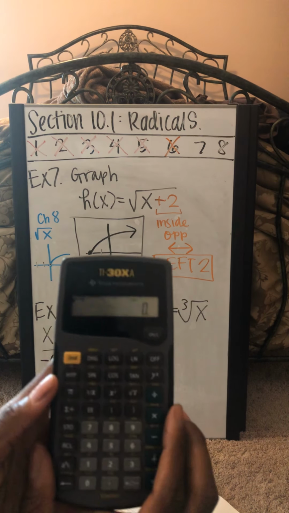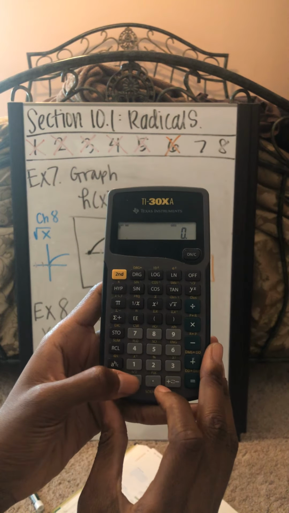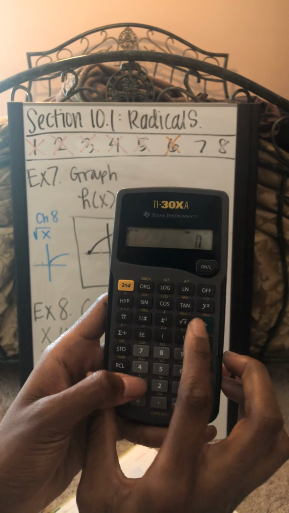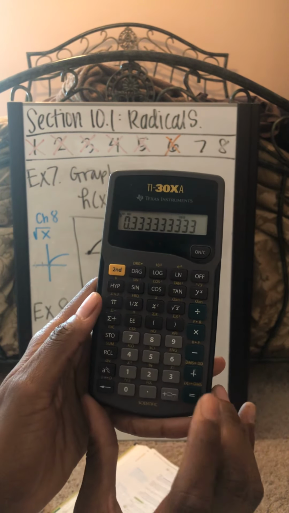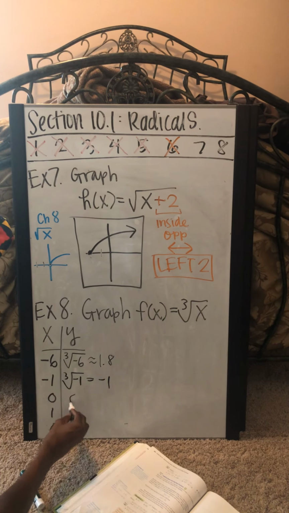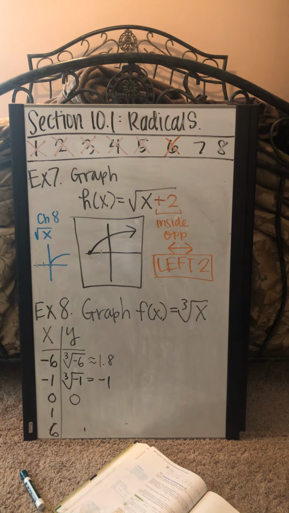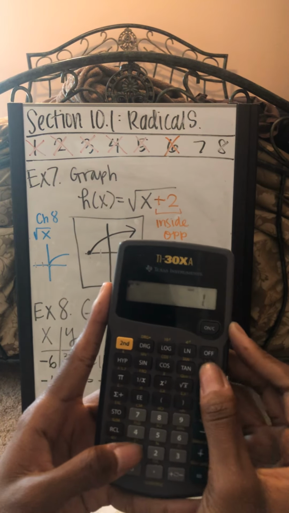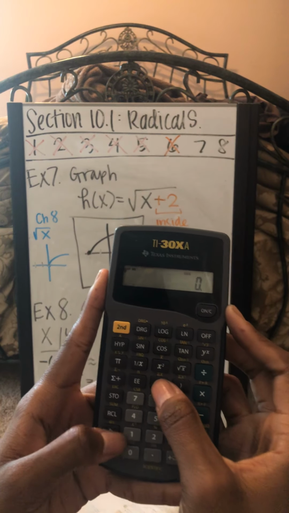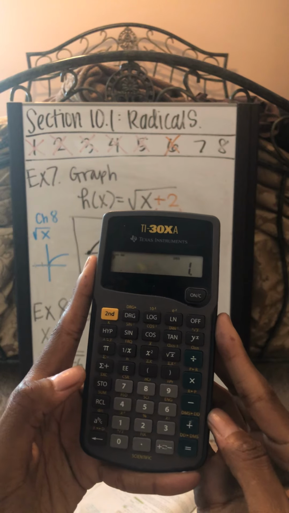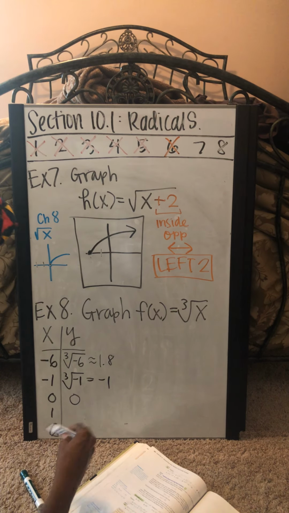Next, I'm going to do 0. So we're going to do 0, and we're going to raise it, open parentheses, 1 divided by 3, close parentheses, and then enter, and we get 0. Okay. Let's say I want to do it for 1. So I do 1, raise it, open parentheses, 1 divided by 3, close parentheses, and check it. And we get 1. Perfect.